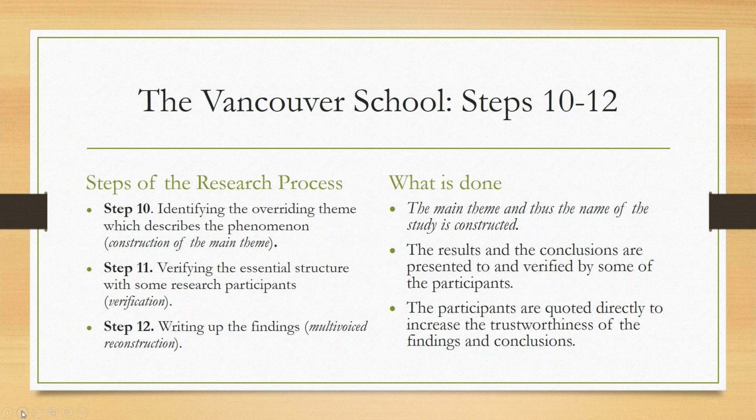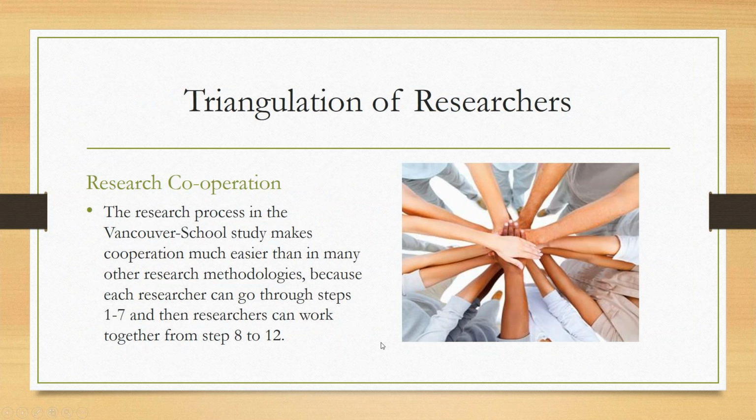And then step 12, writing up the findings and making sure it's a multi-voiced reconstruction, but not uni-voiced like qualitative research was in the beginning last century. The participants are quoted directly to increase the trustworthiness of the findings and conclusions. Triangulation of researchers. The research process in the Vancouver School study makes cooperation much easier than in many other research methodologies because each researcher can go through steps 1 to 7 and then researchers can work together from step 8 to 12.